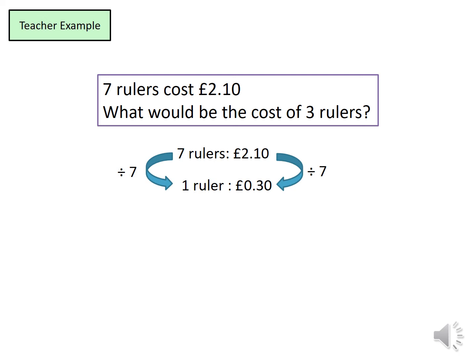We want to know how much 3 rulers cost. So we're going to do 30p times by 3. Okay, 3 rulers cost 90p. Copy this example out and then move on.